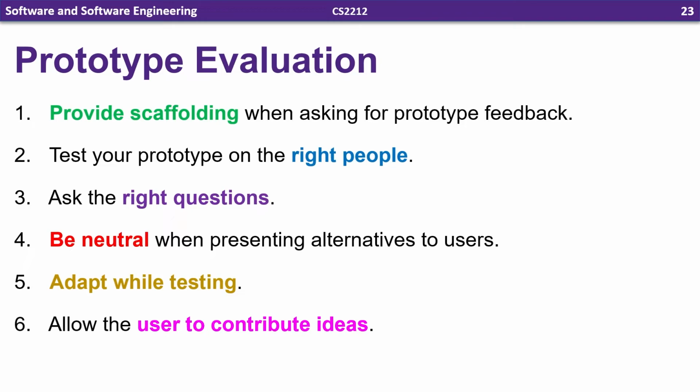Number five is adapt while testing. In some cases, if there's something that the stakeholder or the user who's testing the software doesn't like, it might be as simple as changing a simple setting to fix that in the prototype. So if there's something that you can easily change right while they're testing it, you might as well do that, because you'll get a little bit more feedback there than having to wait a whole sprint for it to change.